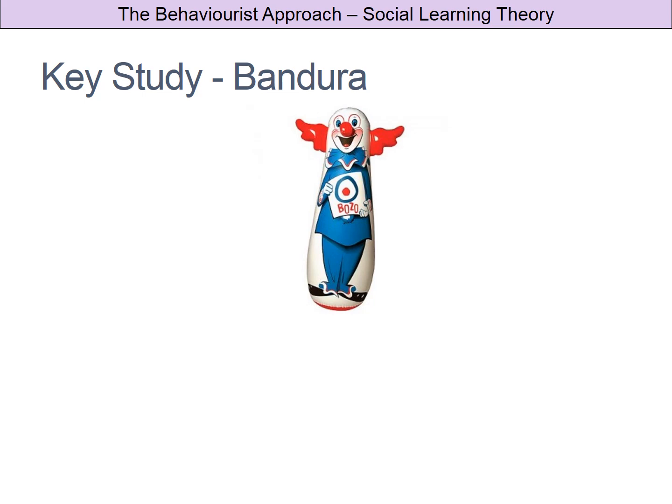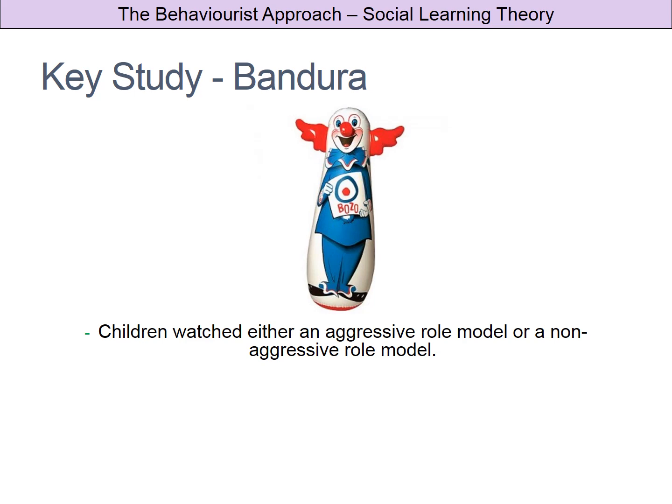So the key study you need to know for social learning theory was carried out by Bandura. Now, he used a Bobo doll, which is what you can see here on the screen. It's a large blow-up doll, weighted at the bottom. You can hit the top of it and it bounces back at you. So what Bandura did was he took 2 groups of children, and half of them watched an aggressive role model and half of them watched a non-aggressive role model.